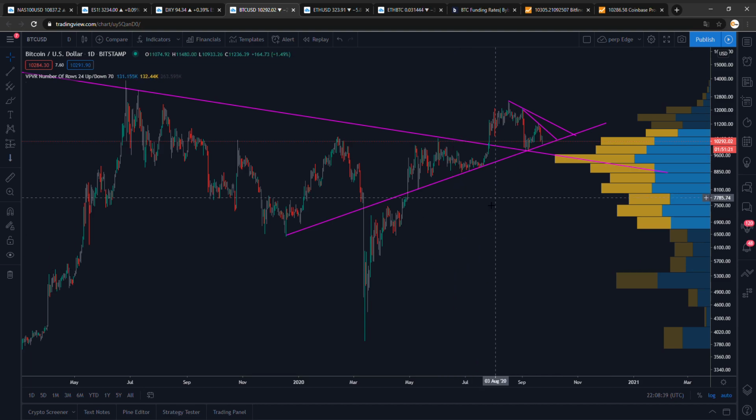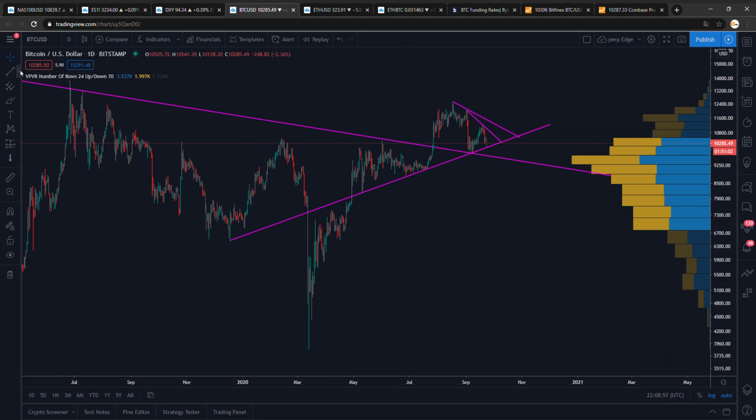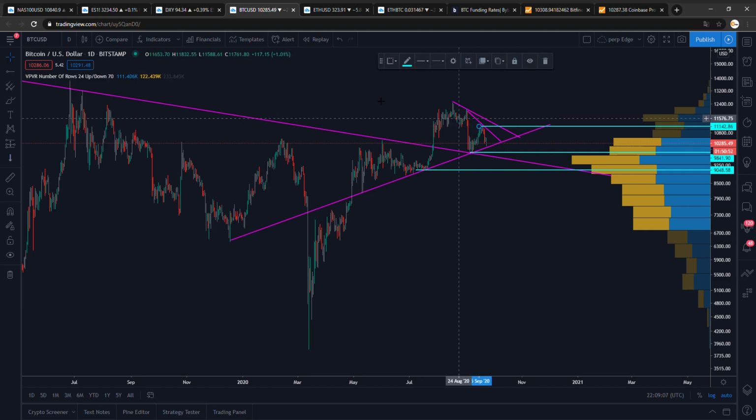Not for me. We are still making higher lows over here as well. So for now, I'm not that bearish yet, but we are making lower highs as well. This one, and this one. So yeah, we can draw some of those just to make it more clear. We have this one, and then the most recent one over there.